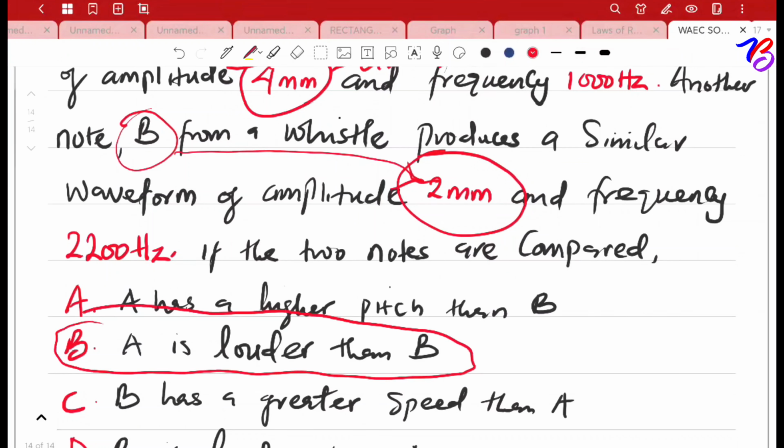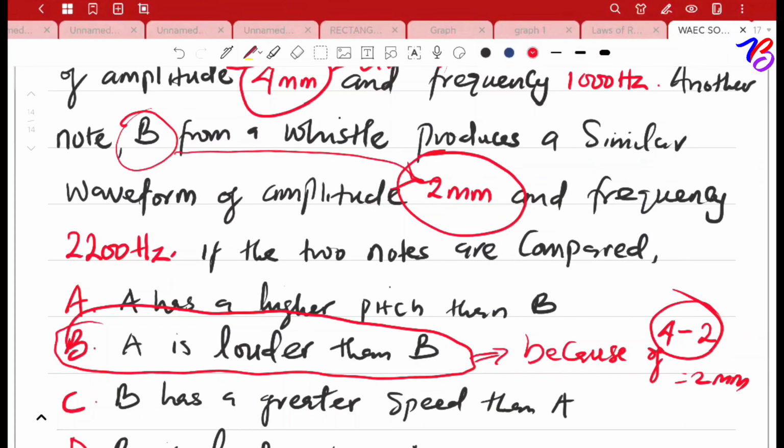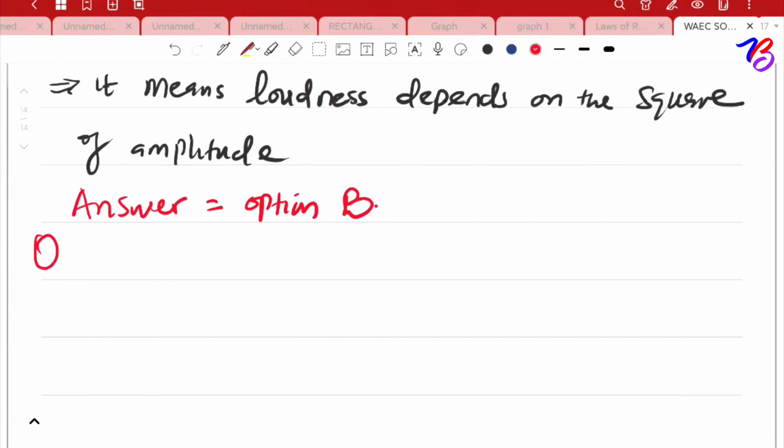So you can see that option B says that A is louder than B. Why? Because loudness depends on amplitude, or the square of amplitude, please. So the difference here between A and B is 2 millimeters. Are you here? Alright, let's proceed with this question.